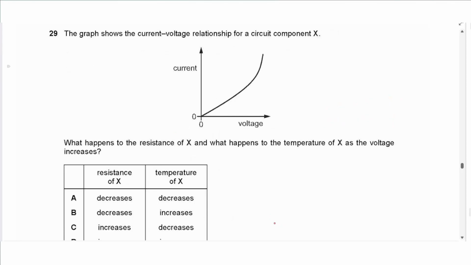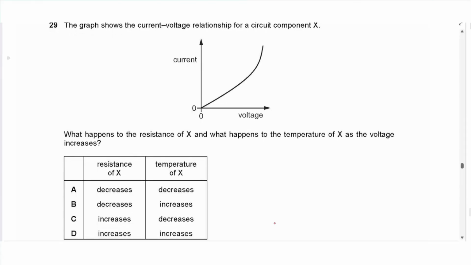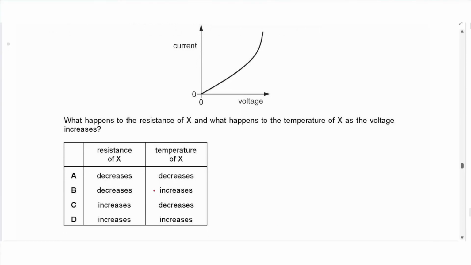Question 29 says the graph shows the current voltage relationship for a circuit component X. What happens to the resistance of X? What happens to the temperature of X as the voltage increases? So as voltage increases, the current increases, so the temperature should increase because of the current heating effect.